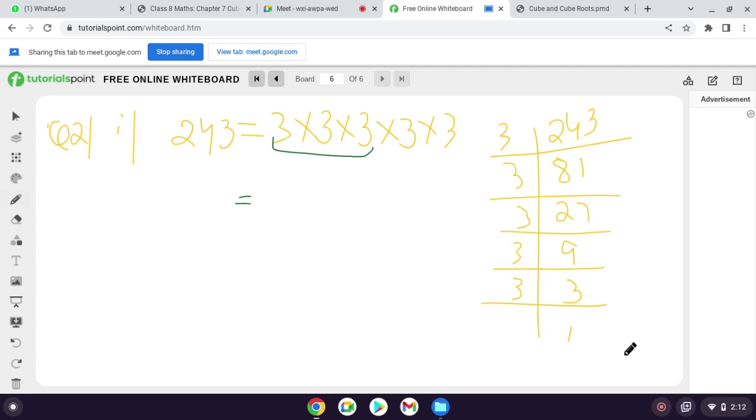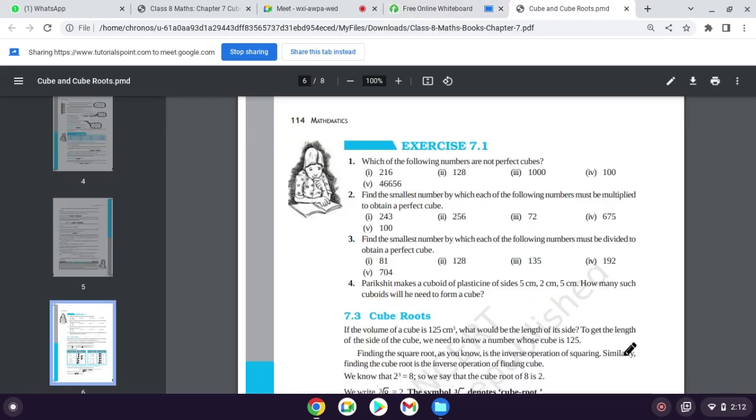Okay, so the smallest number, for example, if I add 3 here, that will make an exact cube. Okay, that will give me 243. So the smallest number is, when you have to find the number, that will be the smallest number, which is 3. You just have to write like this. Okay, can you do the rest of the questions?